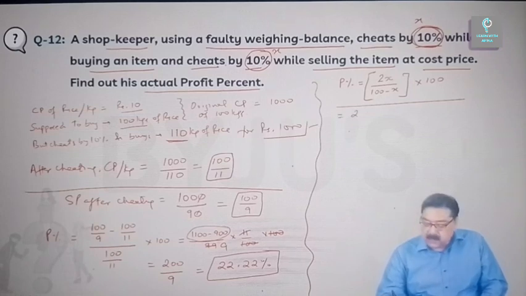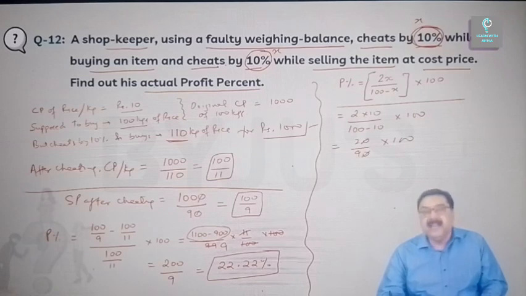Now this shall become 2 into 10 by (100 minus 10). This has to be into 100. So 20 by 90 into 100. Zeros cancel. So 2 by 9 into 100, we should know it is 22.22%.